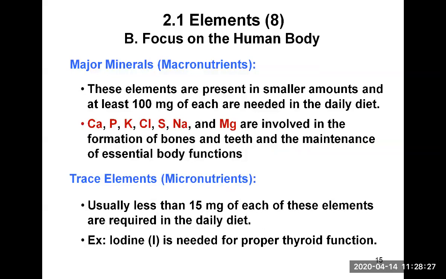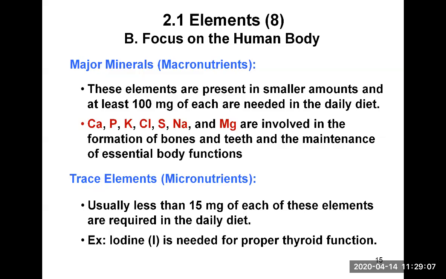And then we have other elements that are important too. The first category is called the major minerals. Those major minerals are also called macronutrients. So these elements are present in smaller amounts than the building block elements, and at least 100 milligrams of each are needed in the daily diet. So these are calcium, phosphorus, potassium, chlorine, sulfur, sodium, and magnesium.